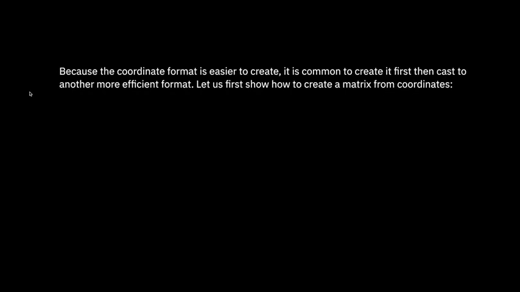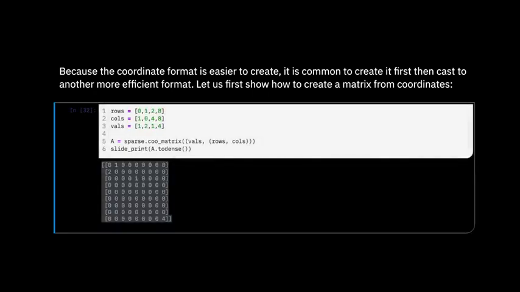It's a lot easier to create matrices with coordinates instead of the row after row and column after column of a dense matrix, for example. So since the coordinate format is easier to create, it's common to create a matrix first using coordinates, and then cast that matrix into another more efficient format or into a dense matrix format. Let's show you first how to create a matrix from coordinates.